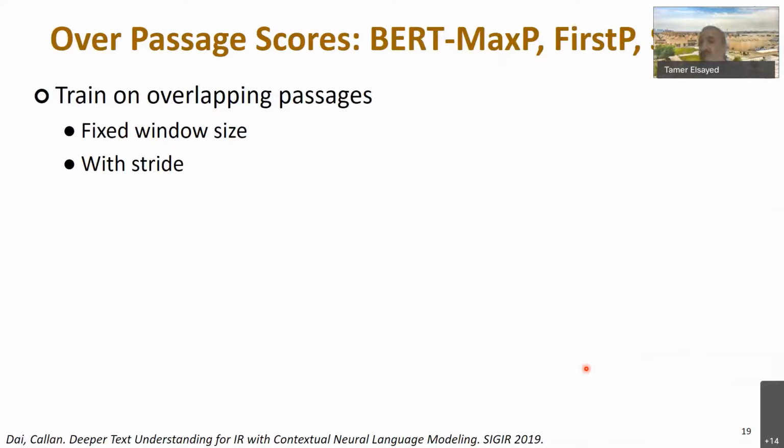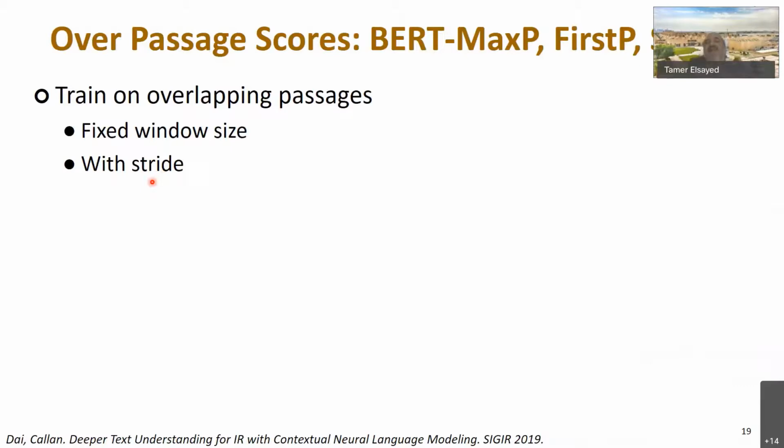We will open the door to any size of documents, but we'll have to convert the document into overlapping passages. So we will have a fixed window size. Of course, this is a hyperparameter that has to be tuned. Fixed window size and with overlap. So overlap is defined by the stride. The stride here is the size of the overlap.